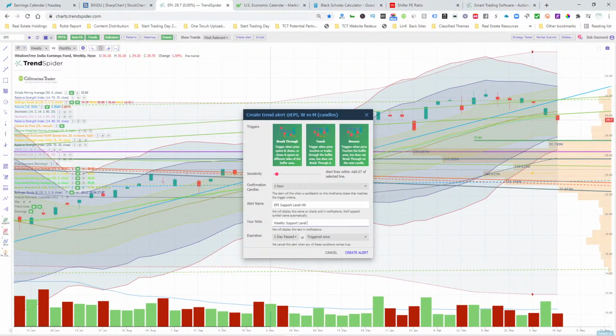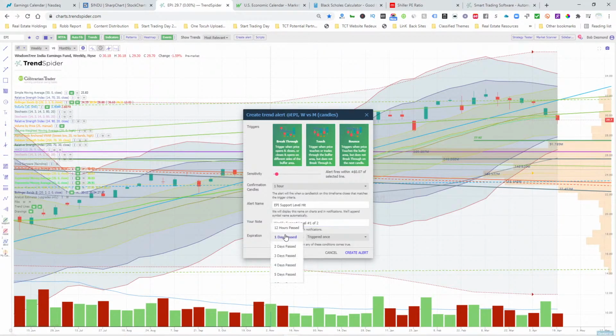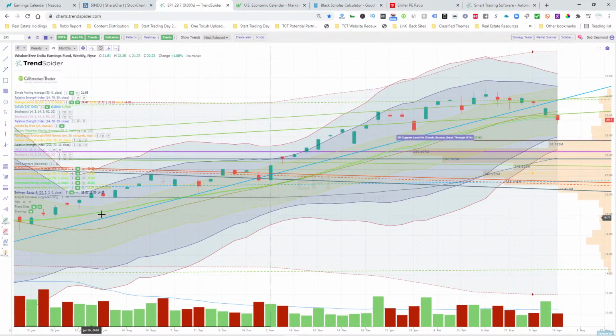All right, so this is going to be support level number 1 of 2. We're going to keep this active for 30 days because I like India as an emerging market play. I've been looking for a break in the EPI to get long. Ideally, it was due to other matters and not people getting sick and dying. So my sympathies out to those folks in India.